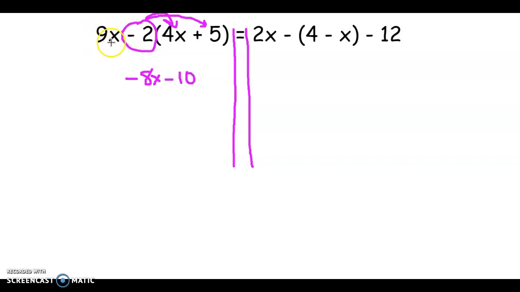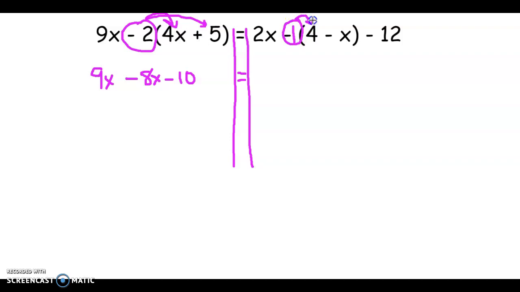Notice that the 9x was not a part of the parentheses at all, so all I do is bring that down. Bring down my equal sign in the middle because they do remain equal. And I'm going to go ahead now and look at this side. Now this side's a little bit different because there's no number right in front of the parentheses. When there's not a number, you can always put the number 1 in there in order to distribute properly. I'm going to go ahead and circle that -1.